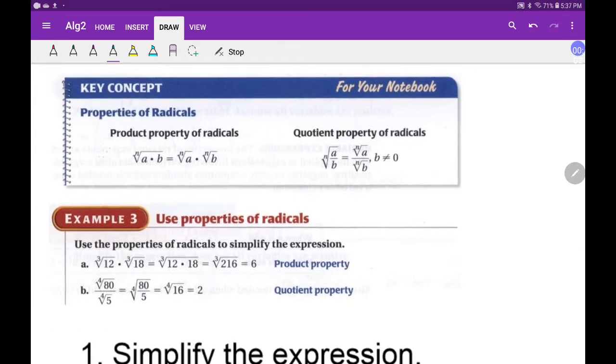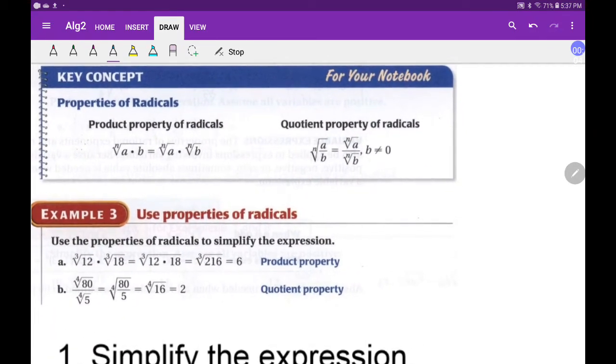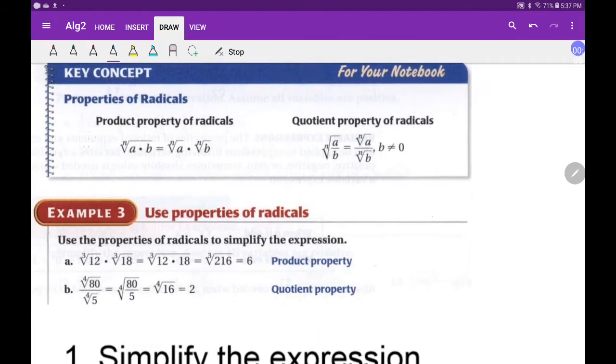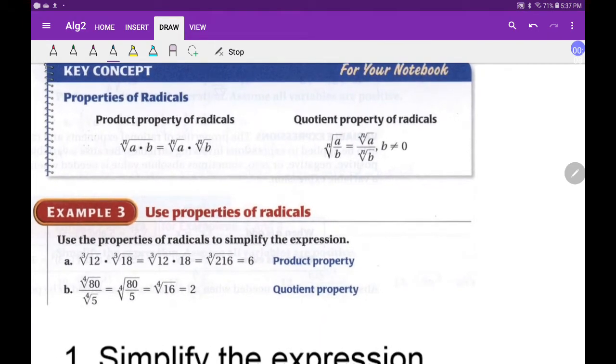Okay, so we have these properties of radicals. We can split them up or we can put them together. And in the concept here, they're splitting them up. A big radical can be split into two radicals. It doesn't have to stay as the whole thing. It can be pieces. And then in the example, they do the opposite. They start with the pieces and they go to the big thing because it helps them.